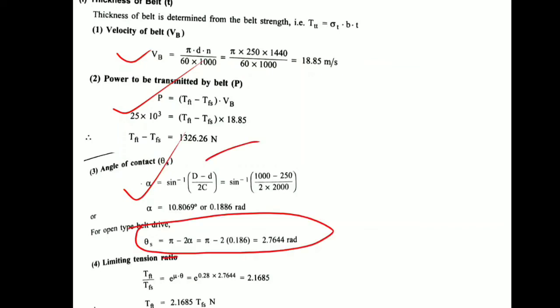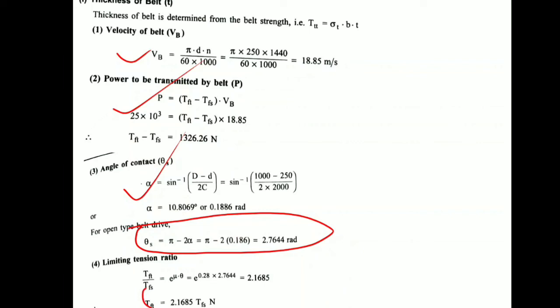Then limiting tension T1 by T2 equals e raised to mu theta. Why I have used this equation? Because mu and theta, mu is given. So therefore this equation T1 value will get, and here T1 minus T2 one equation will get. So by comparing these two equations I will get T2 first. So the T2 will be 1135 and T1 will be 2467. So this will be the value of T1 and T2.